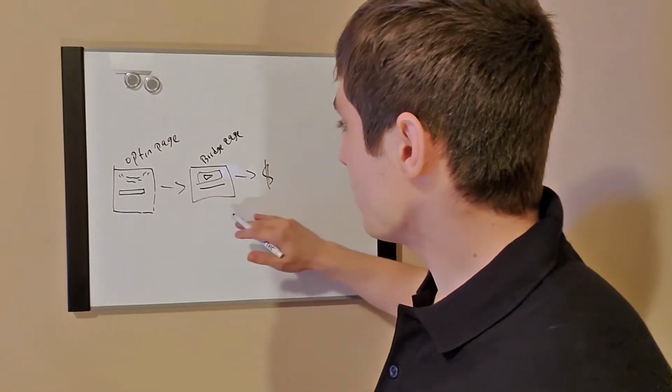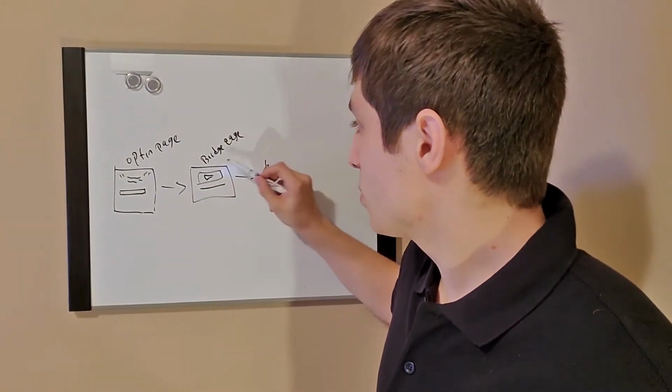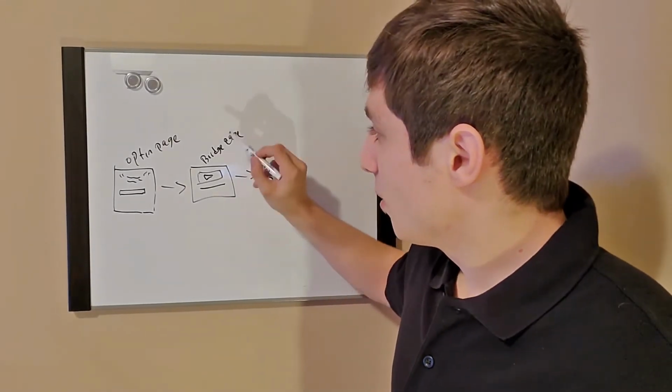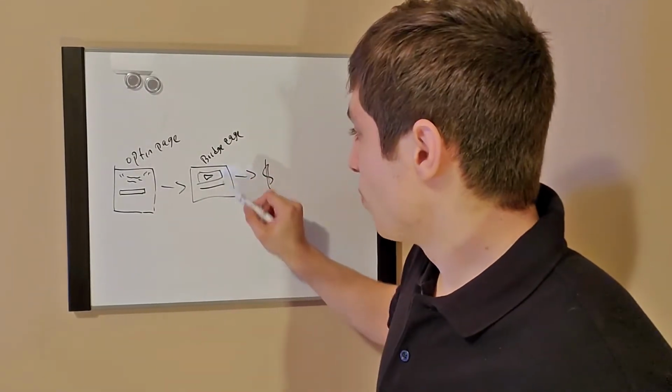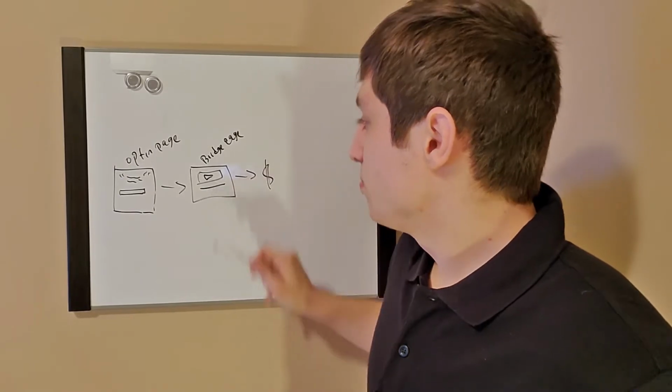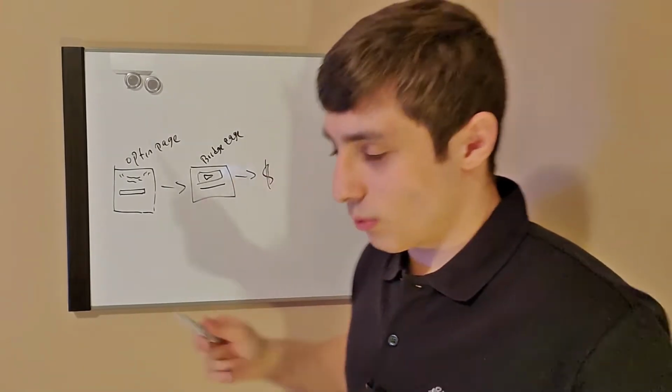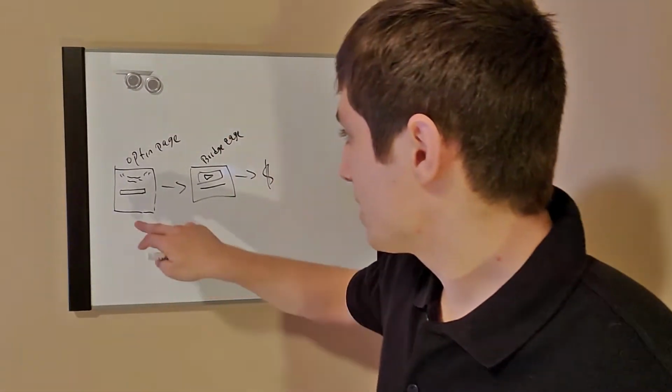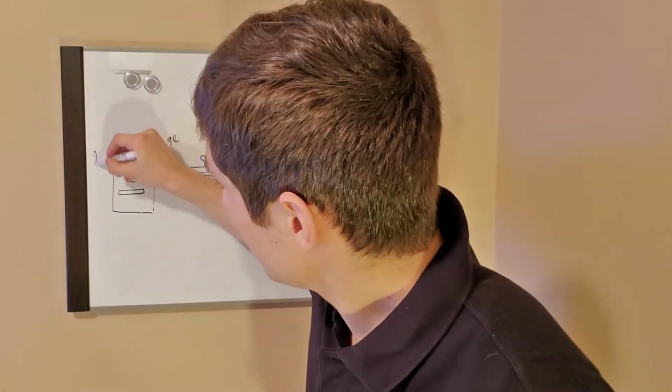This is a pretty basic concept. There's an opt-in page, there's a bridge page, and this is where you get the sale. Usually on the bridge page is where you warm up the customer, and then you tell them, click here for more information, and then this is where you usually get the sale. However, this is concept number 1.